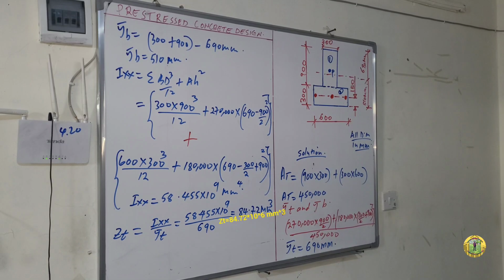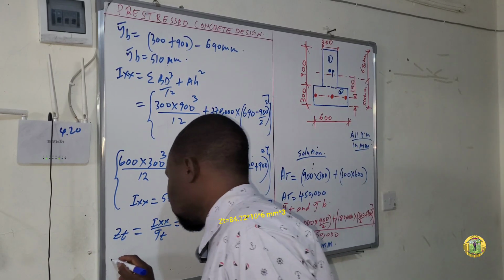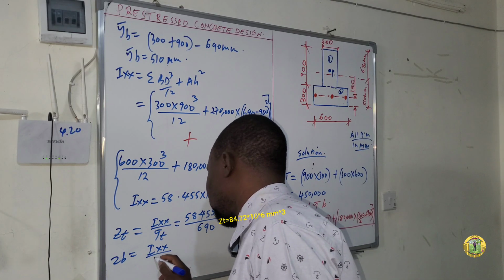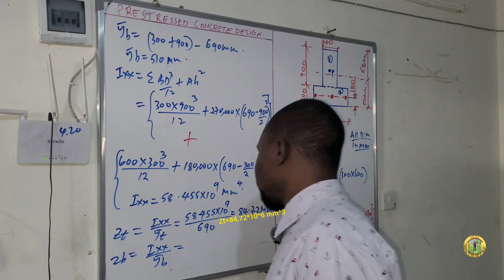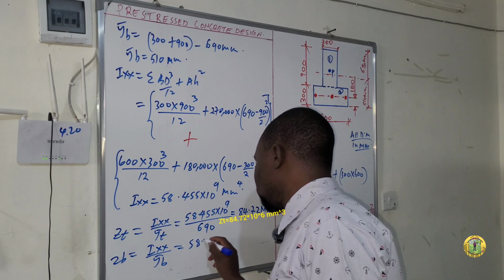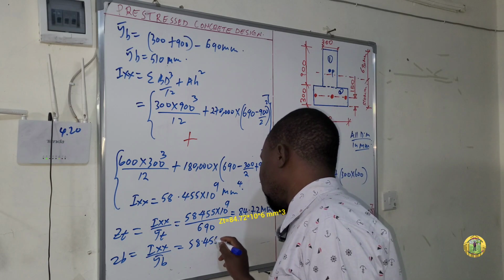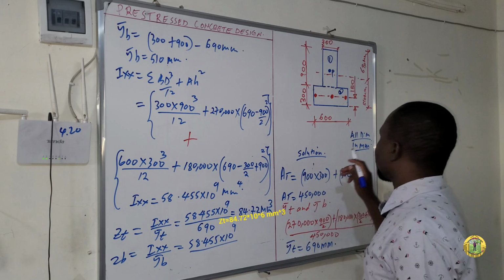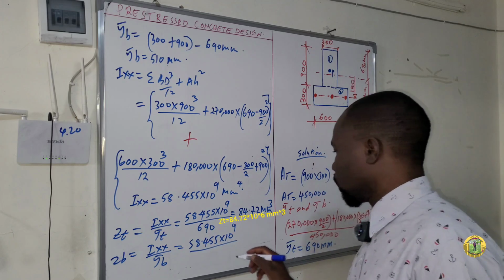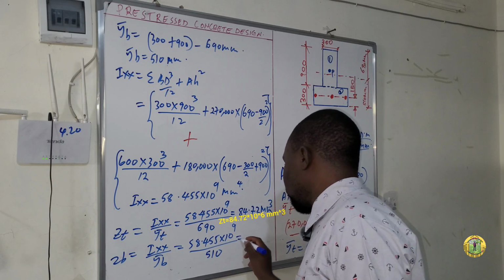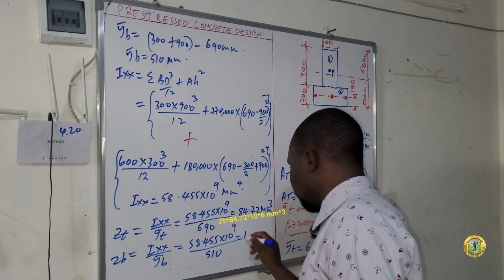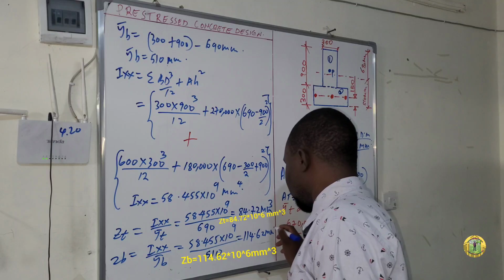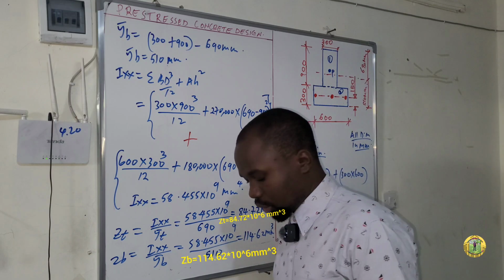So Z bottom is equal to IXX over y bar bottom. So this one is equal to 58.455 times 10 to the power of 9 over y bottom is here, which is 510. So this one is equal to 114.62 millimeter cubic, like that.